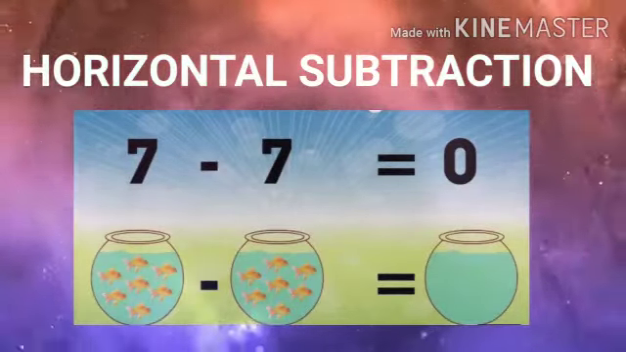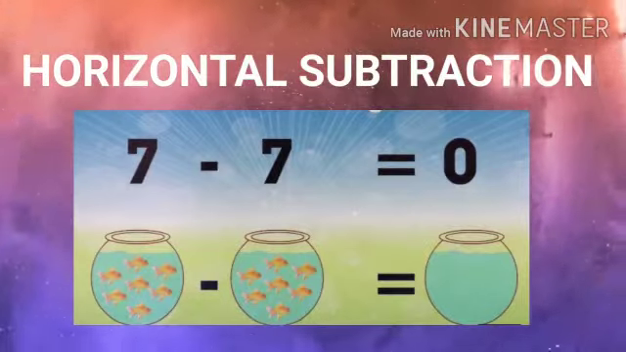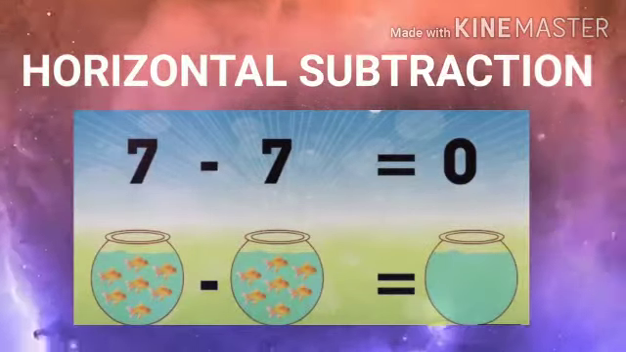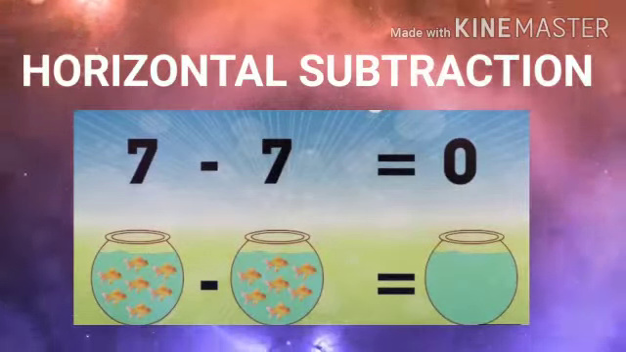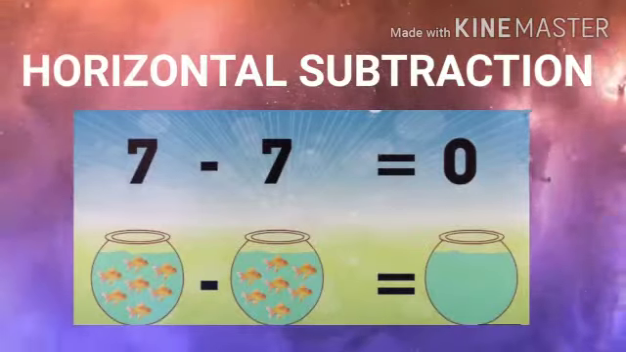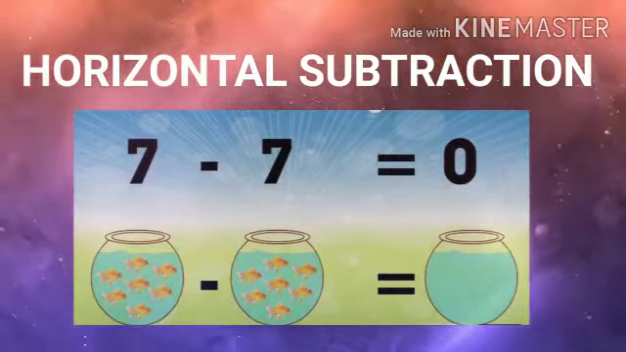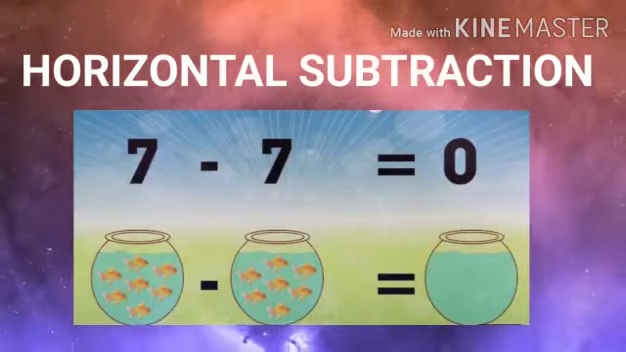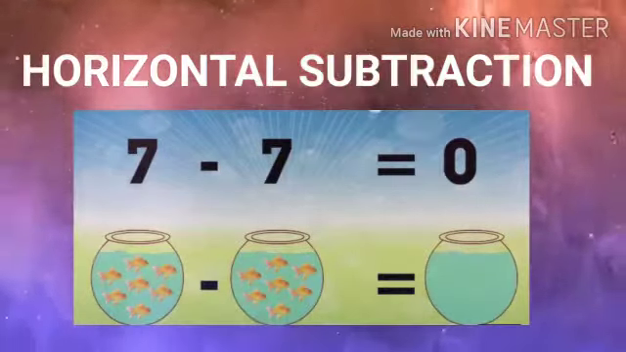A horizontal line is one which runs from left to right across the page. Yes, in this we do the subtraction from left to right direction. So that is known as horizontal subtraction.